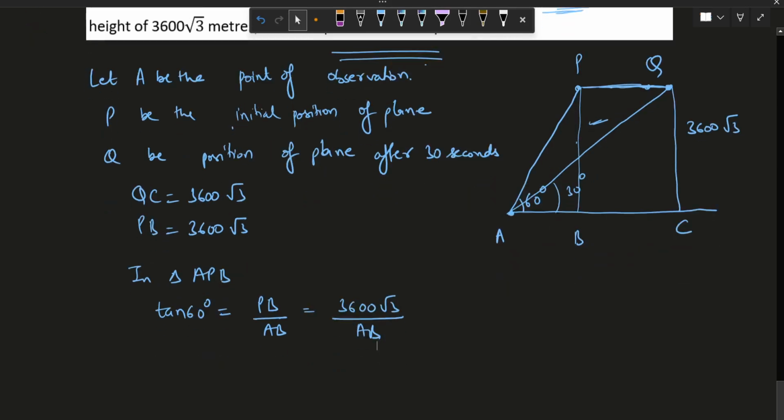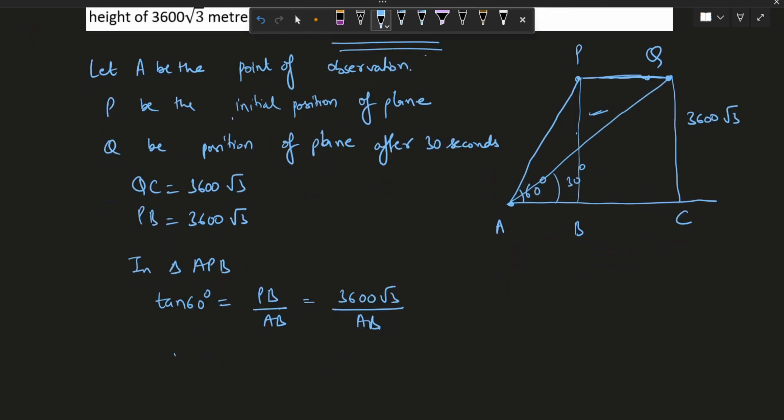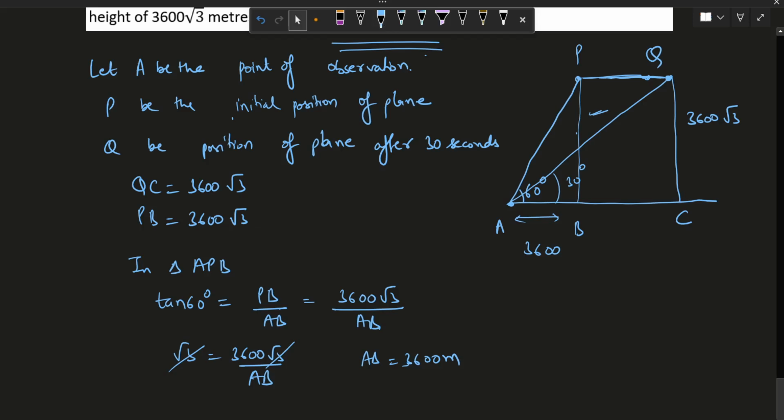Okay, what will I get from here? Tan 60 is root 3. Root 3 is 3600 root 3 by AB. Root 3 cancels out. So you get AB as 3600. Okay, you got this distance as how much? 3600. I hope this is clear.